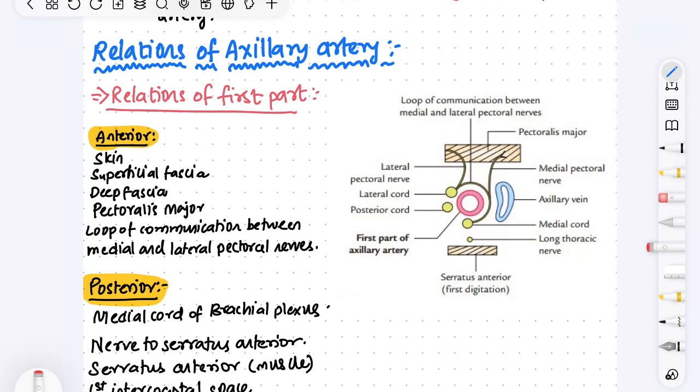So what are the anterior relations? Skin, superficial fascia, deep fascia. These three are the common anterior relations for all the parts of the axillary artery. You can write these three blindly: skin, superficial fascia, deep fascia are the common anterior relations for all parts of the axillary artery. So skin, superficial fascia, deep fascia, pectoralis major, and the loop of communication between the medial and lateral pectoral nerves.